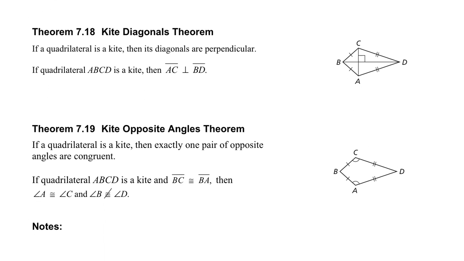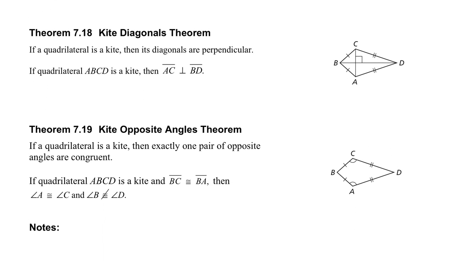Next theorem. Oh, the next two are the two with kites. So the kite diagonal theorem says if a quadrilateral is a kite, then its diagonals are perpendicular. Then we have, if a quadrilateral is a kite, then exactly one pair of opposite angles are congruent. Remember, it says exactly one pair are congruent. Okay, so angles C and A here are the congruent ones.